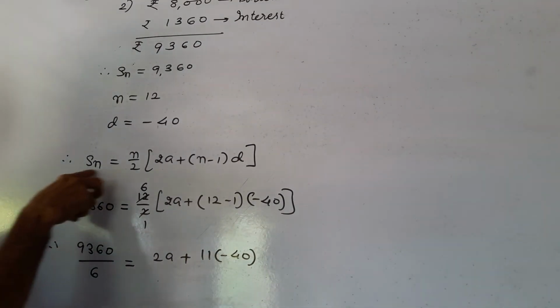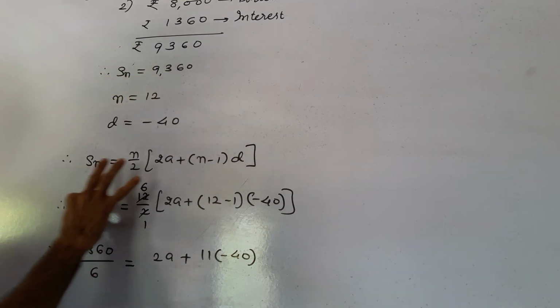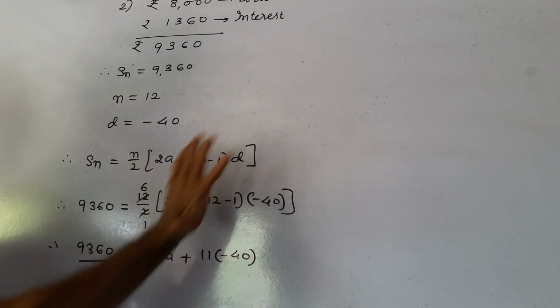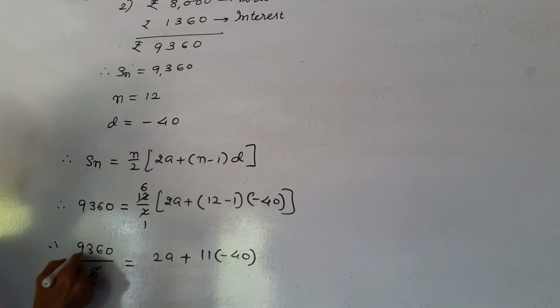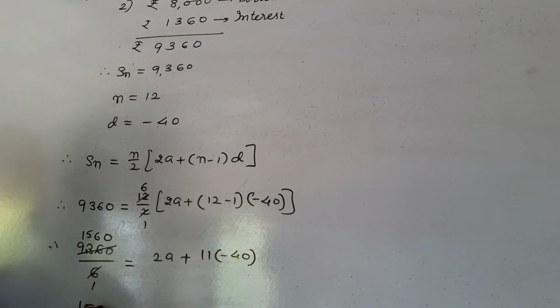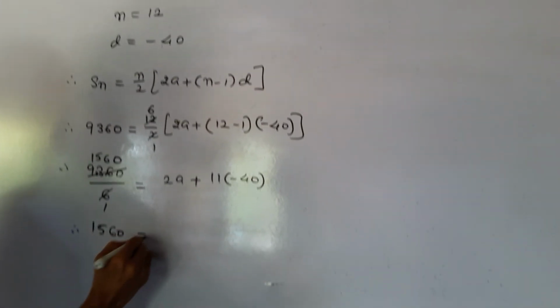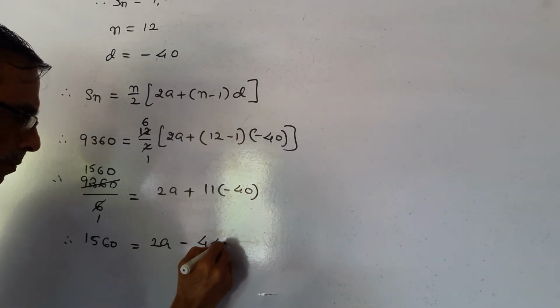See once again, here are 4 variables. Of the 4 variables, 3 are given, so they are substituted at the places. Only one you have to find out, and that is a. And we are now simplifying. Now here 6 ones are 6. 6 5s are 30, 3 carry. Again 3 will come. So 6 6s are 36 and then 0. And therefore 1560 is equal to 2a minus 440.